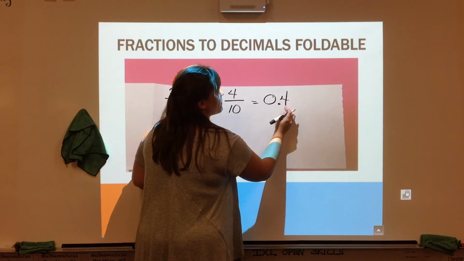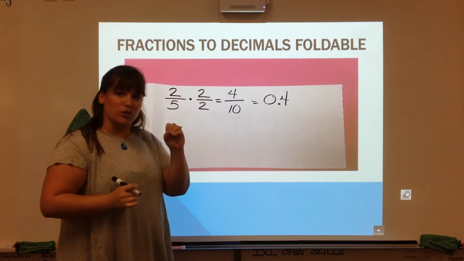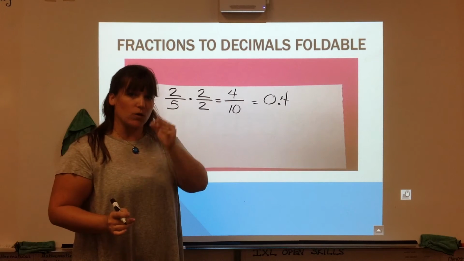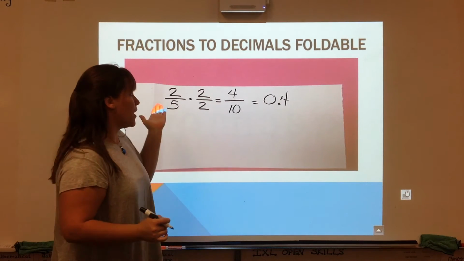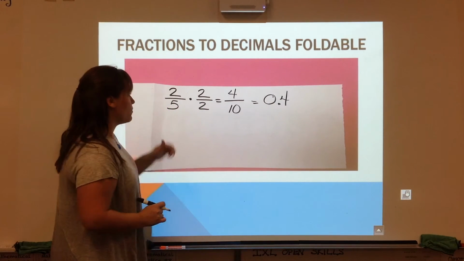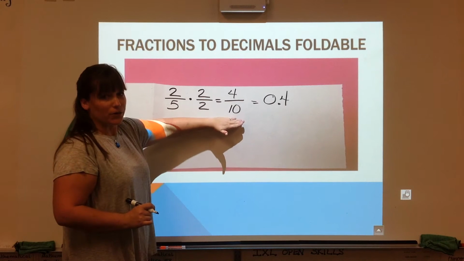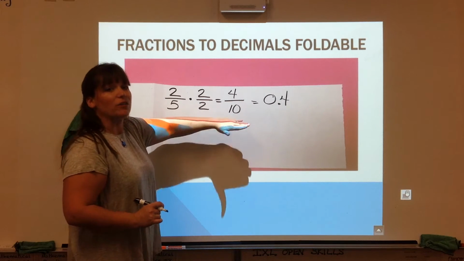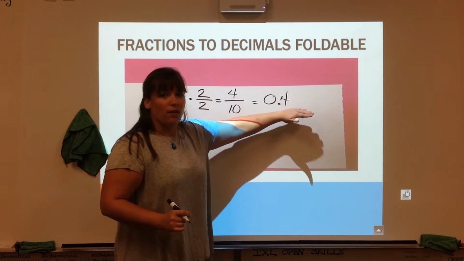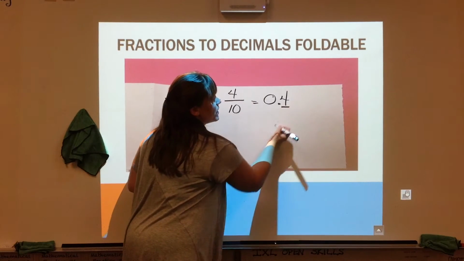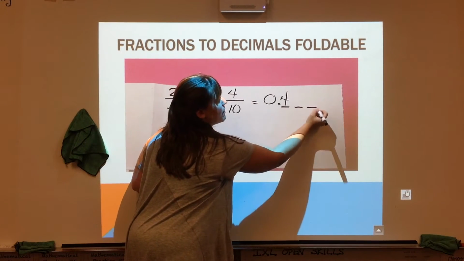4 tenths is the decimal point 4 in the tenths place. And we're done. So it's easy when you can go 10, 100, or 1,000, because those are the place value places to the right of the decimal. Remember this is the tenths place, hundredths place, thousandths place.